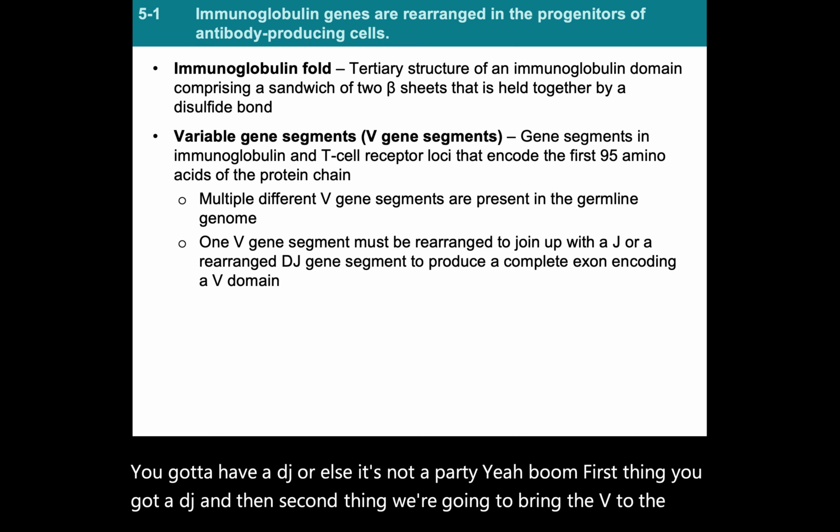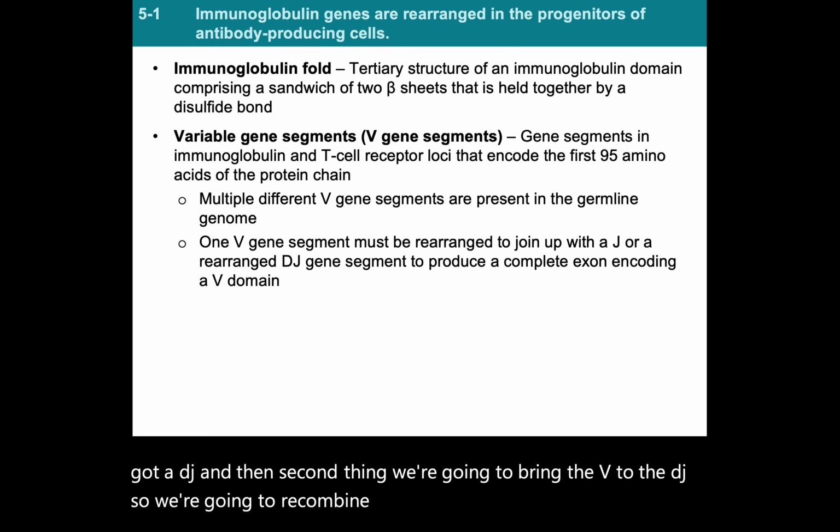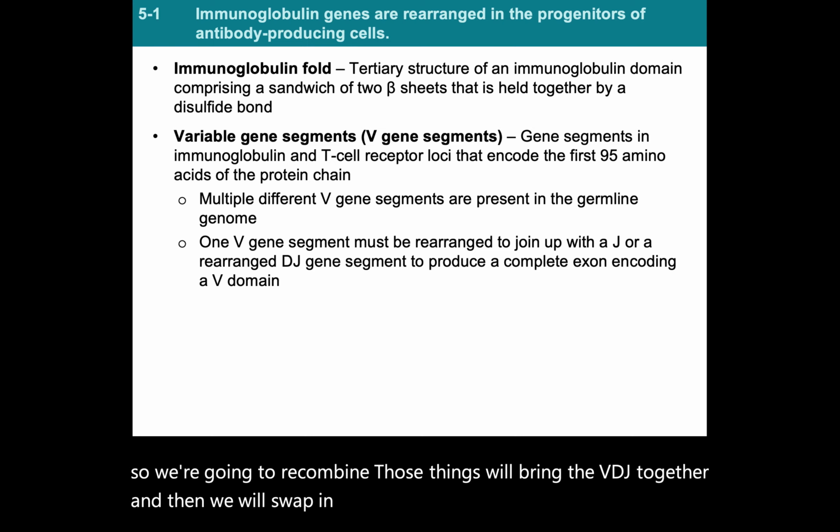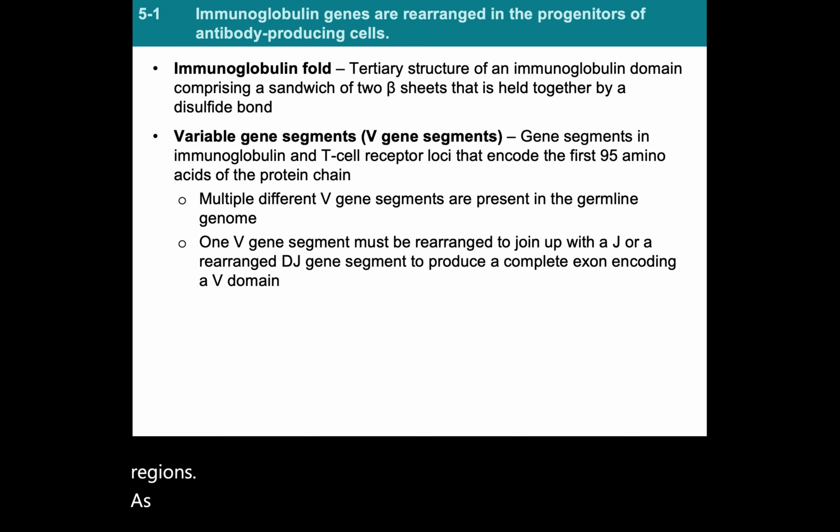So we're going to recombine those things. We'll bring the V, D, and J together. And then we will swap in different constant regions as the antibody matures. And each one of those will have a different purpose.